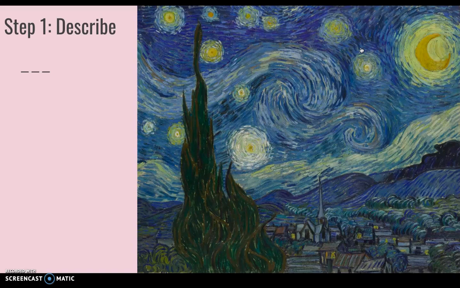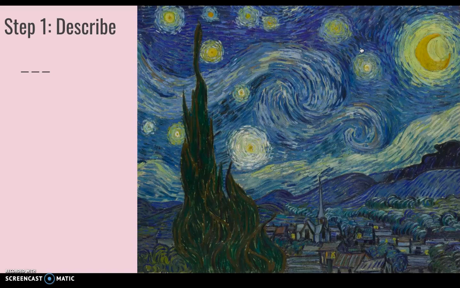So for this presentation, we're going to be critiquing a work of art. We're going to be doing Starry Night by Vincent van Gogh. You can use these 4 steps for any work of art you want, but today we're going to show you how to do this one. So the first step is to describe. It's what it says. You describe what you see in the artwork.